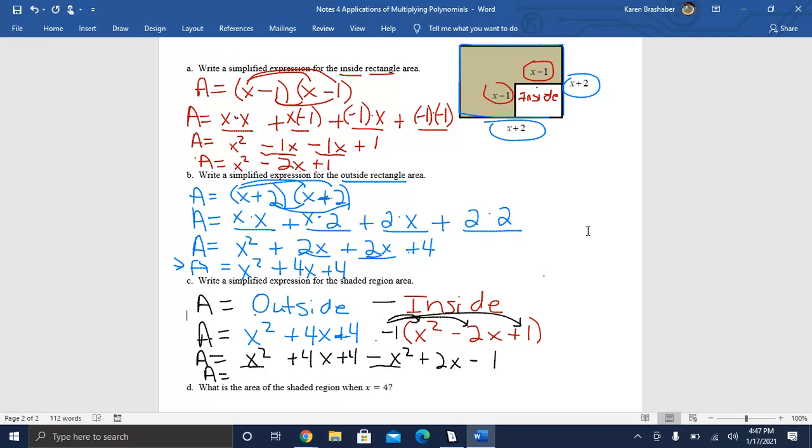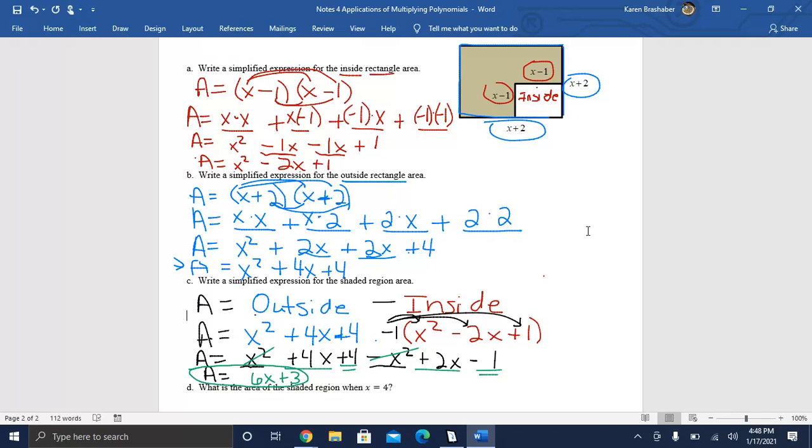X squared and negative x squared actually cancel. So we will no longer have an x squared term. Our 4x and 2x will combine to give us 6x. And then our plus 4 and minus 1 will combine to give us 3. So the area of just the shaded region is 6x plus 3. And then the last question that's asked is, what is the area of the shaded region when x equals 4?